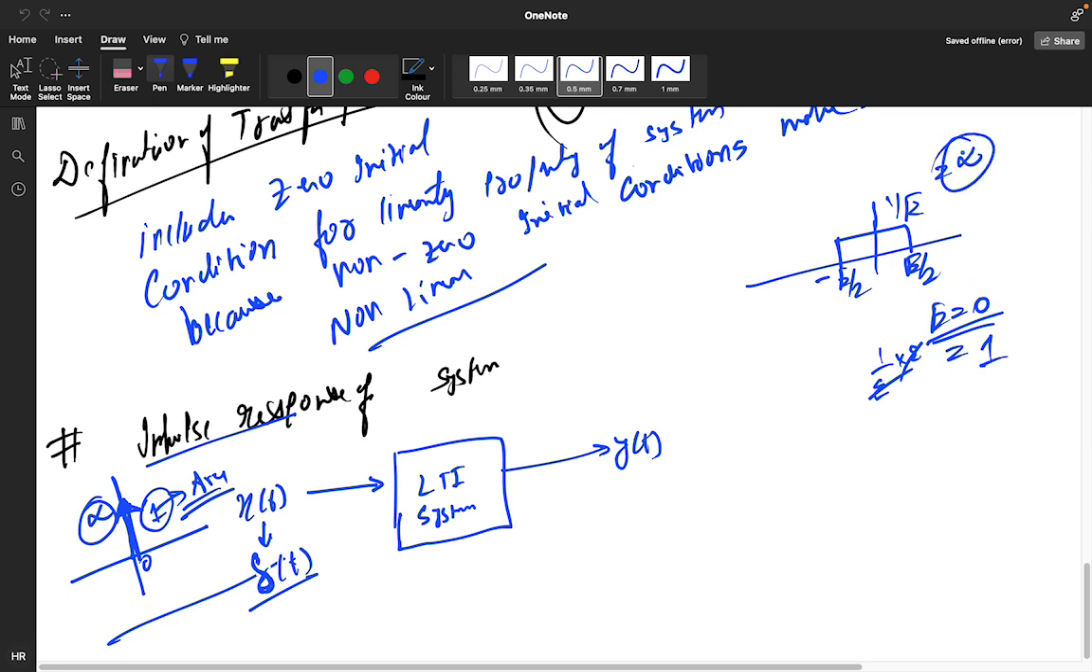So the magnitude is infinite. This will diminish like this, and the figure will be like this only. Where are you getting the value? At 0 only. What value? Infinite value. What is the area? 1. I hope you recall these things.